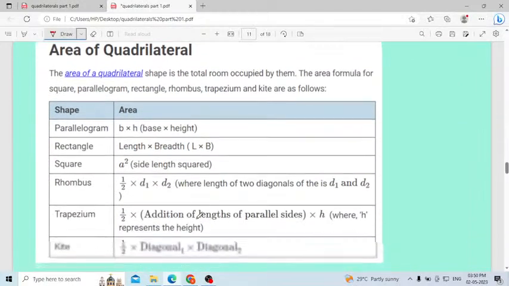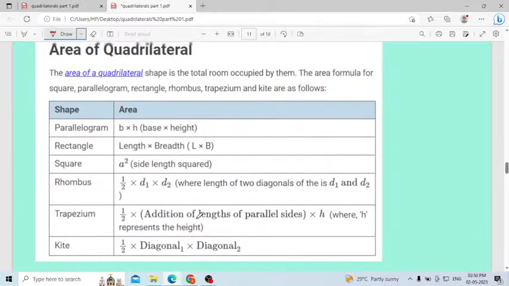Okay, this is the theory. I know this one everyone knows. This is very basic. Okay, Smita, don't worry, you have not missed that much. Okay. Next, area of quadrilateral.